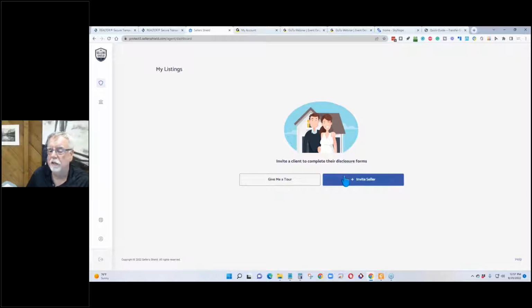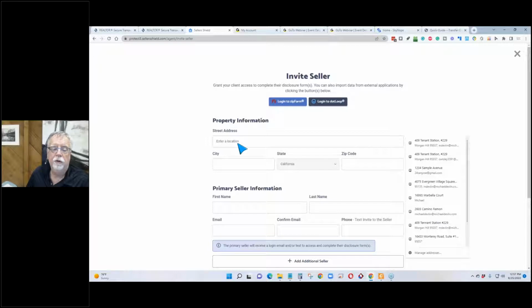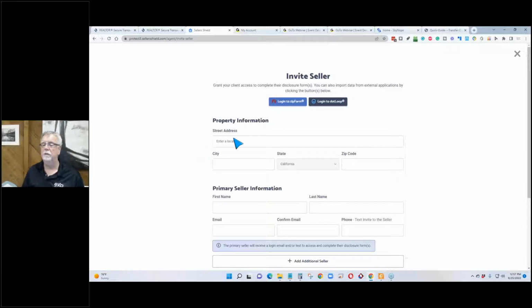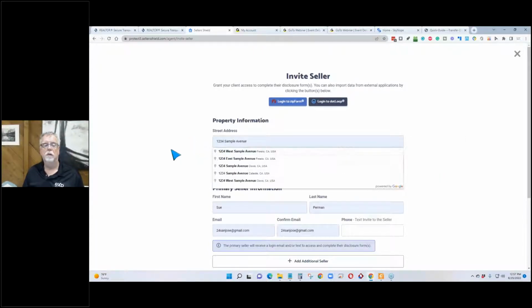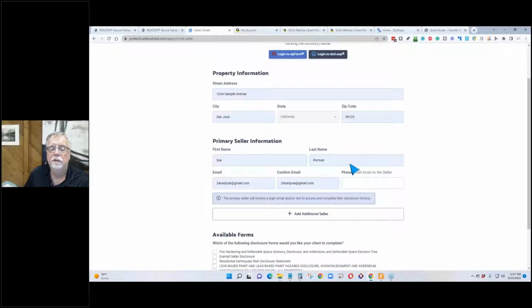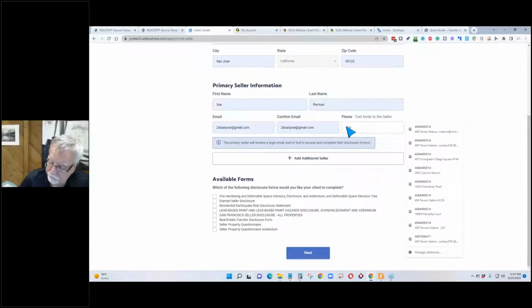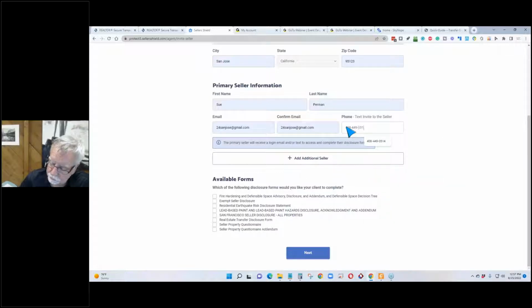And you could again watch a tour, but you could invite a seller. And so they're going to ask for an address here, 124 Sample Avenue, San Jose, California. There's the name of the seller, email, it's actually mine, whatever. You can put in a text message. People can do this on their phone, add additional sellers, right? Right now, we're just going to go with one.